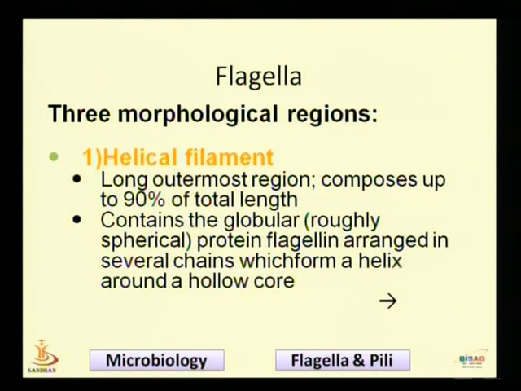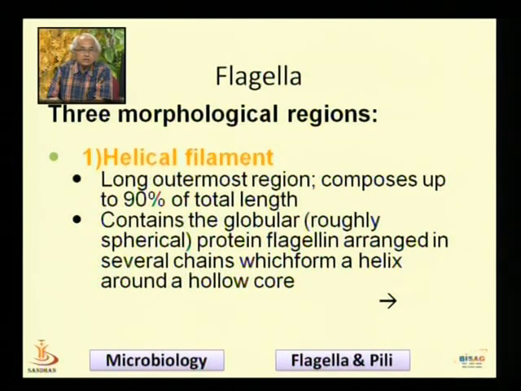The internal part, as I said, is known as the basal body, and the basal body and the filament, the external part, are connected with each other through what is known as a hook that acts as a mediator between the two. As this slide shows, the first part, the helical filament, is what is observed externally. It is a long region and constitutes almost 90% of the total length of the flagellar structure. The rest 10% is constituted by the hook and then the inner basal body.